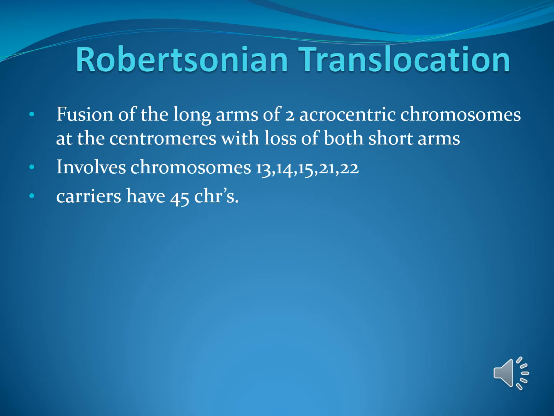A Robertsonian translocation involves fusion of the long arms of two acrocentric chromosomes, chromosomes 13, 14, 15, 21, or 22, at the centromeres with loss of both short arms. Carriers have only 45 chromosomes but are phenotypically normal because the short arms contain only ribosomal DNA repeats, which are redundant. However, carriers are at risk for having children with unbalanced translocations. For example, a carrier of rob(14;21) can have a child with trisomy 21. This is the most common clinically significant translocation.